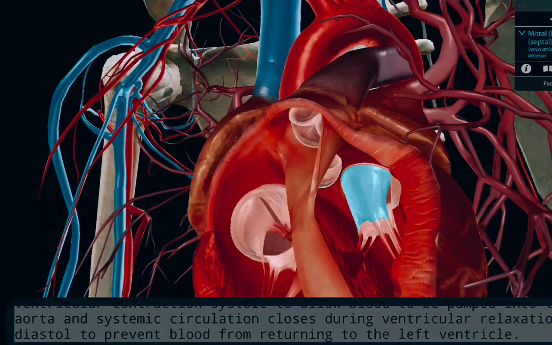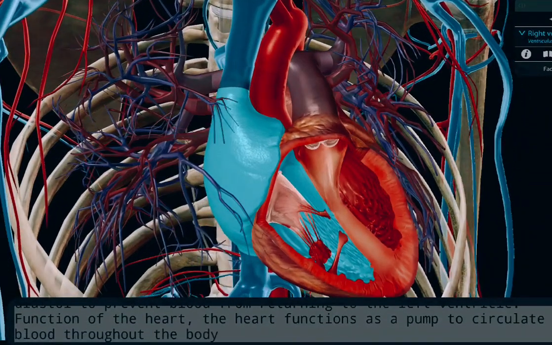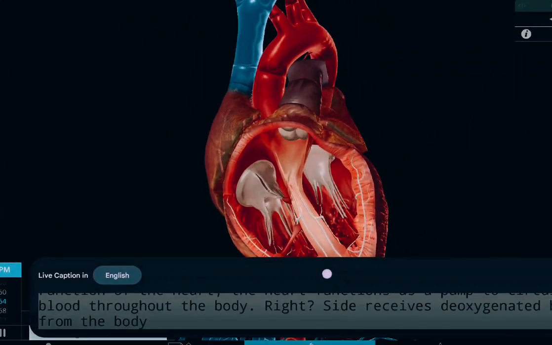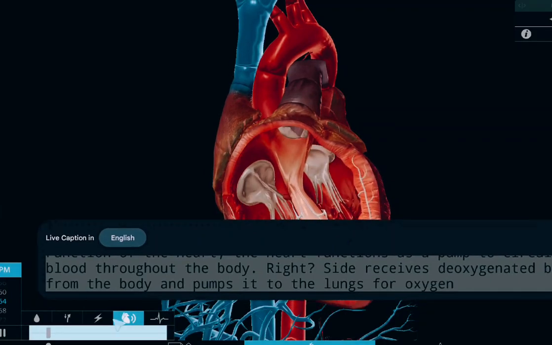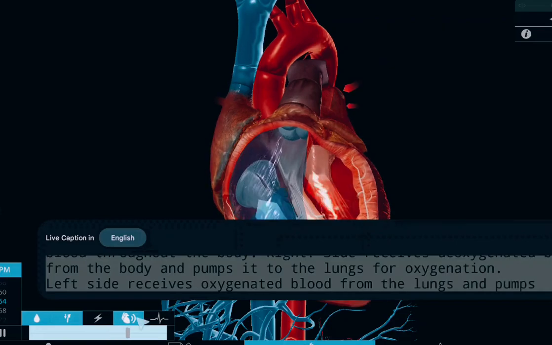Function of the heart. The heart functions as a pump to circulate blood throughout the body. Right side receives deoxygenated blood from the body and pumps it to the lungs for oxygenation. Left side receives oxygenated blood from the lungs and pumps it to the rest of the body.